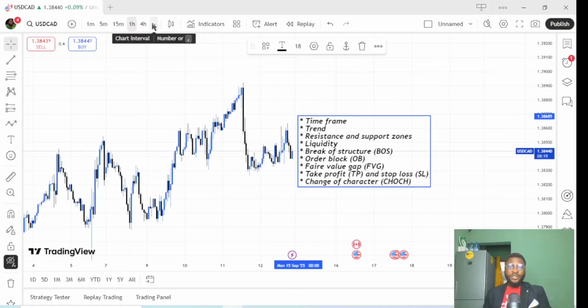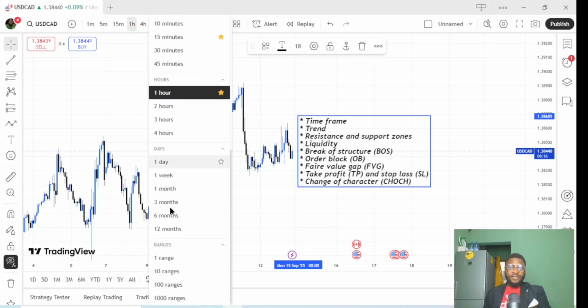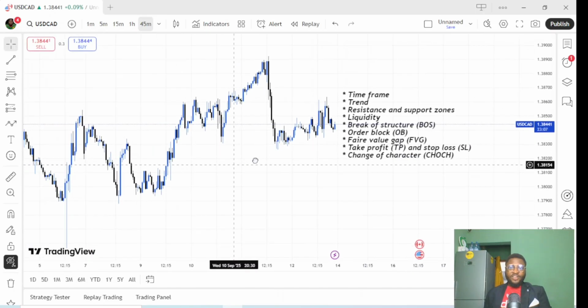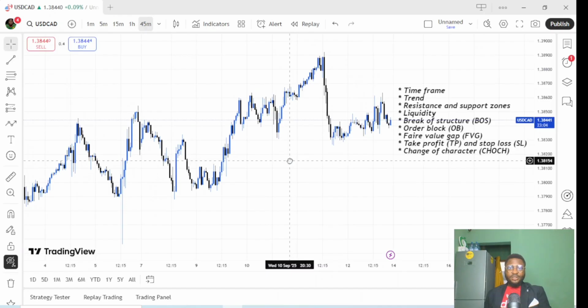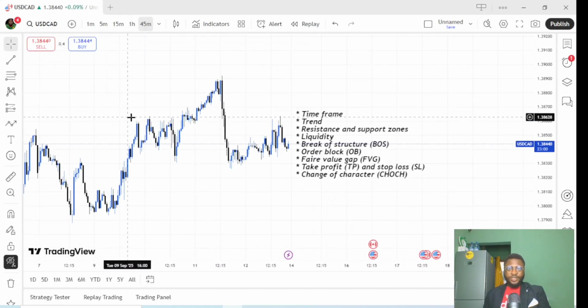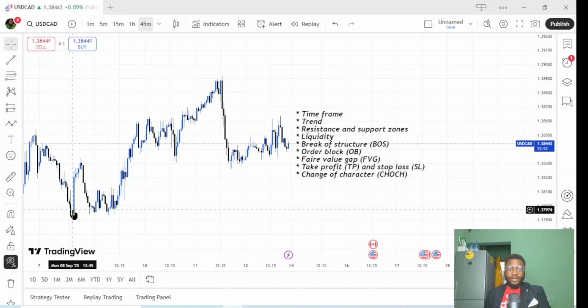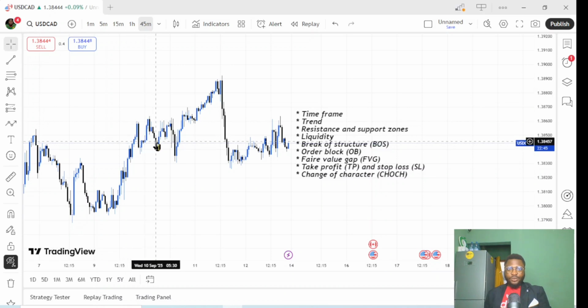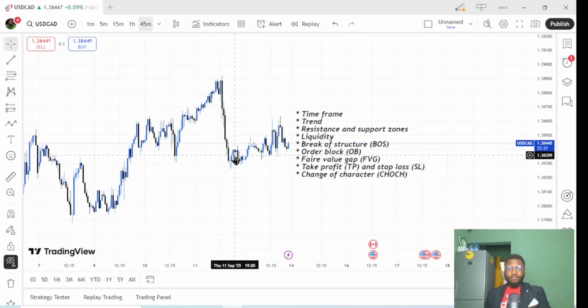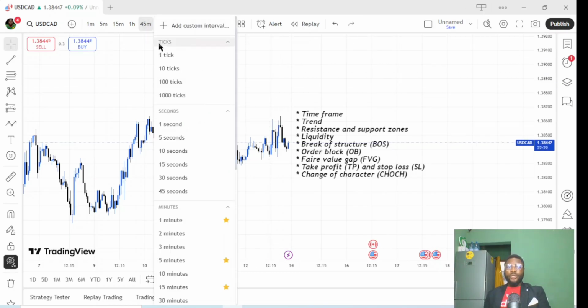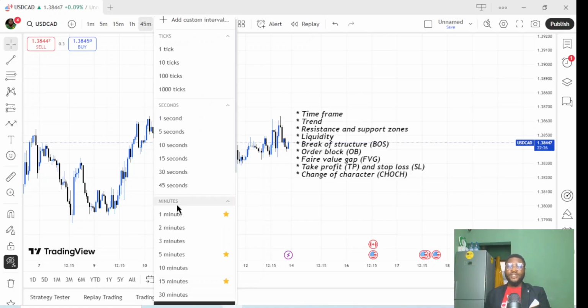Let me now go to the 45 minutes time frame. From the 45 minutes time frame, the market visibly is still in an uptrend. It's breaking structures towards the upside, creating higher highs and higher lows. This high and this high are the same, so the market is still to create a higher high on the 45 minutes time frame. But we know now that the market is trending towards the upside. It will be favorable for us to take trades towards the upside.